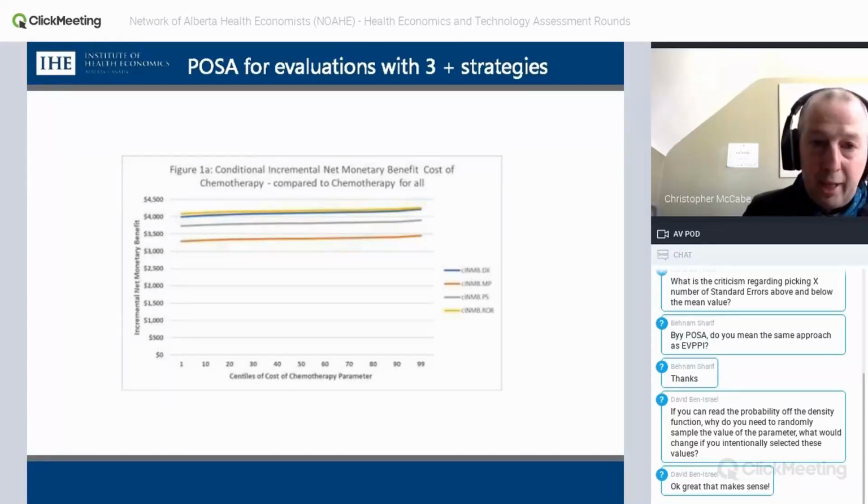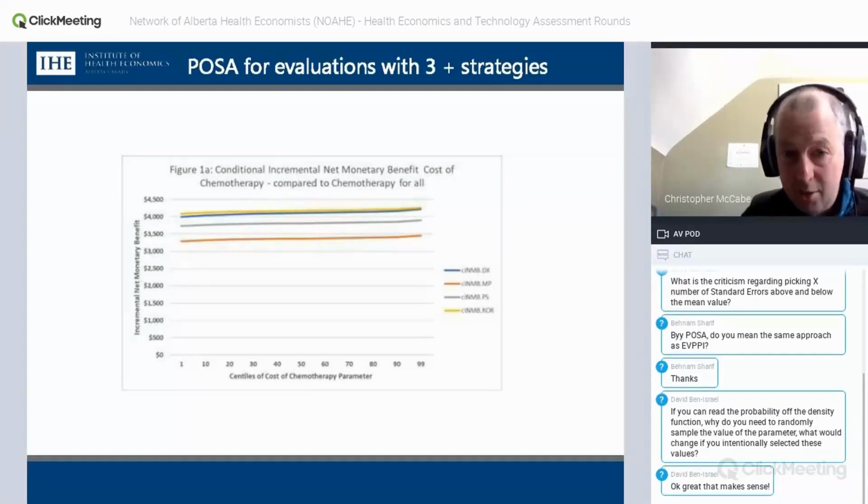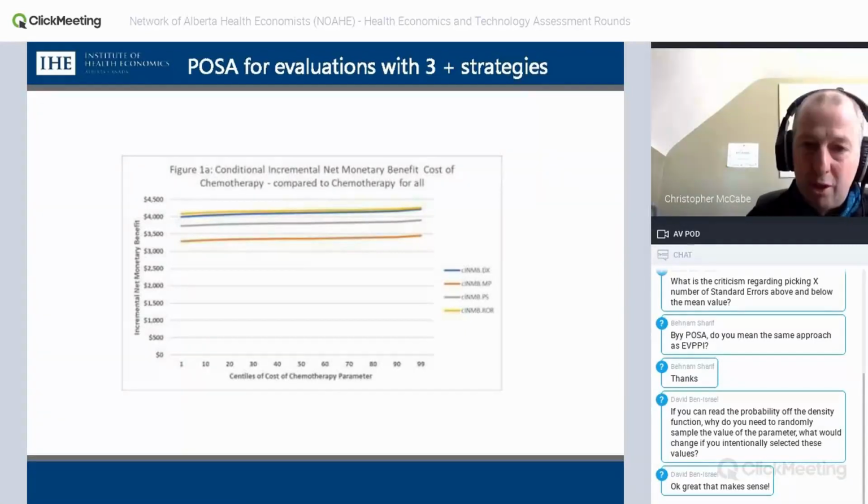These are the incremental net monetary benefit curves, looking at varying the cost of chemotherapy, and the reference strategy is chemotherapy for all. So we've got 5 strategies, 4 tests being compared to chemotherapy for all.